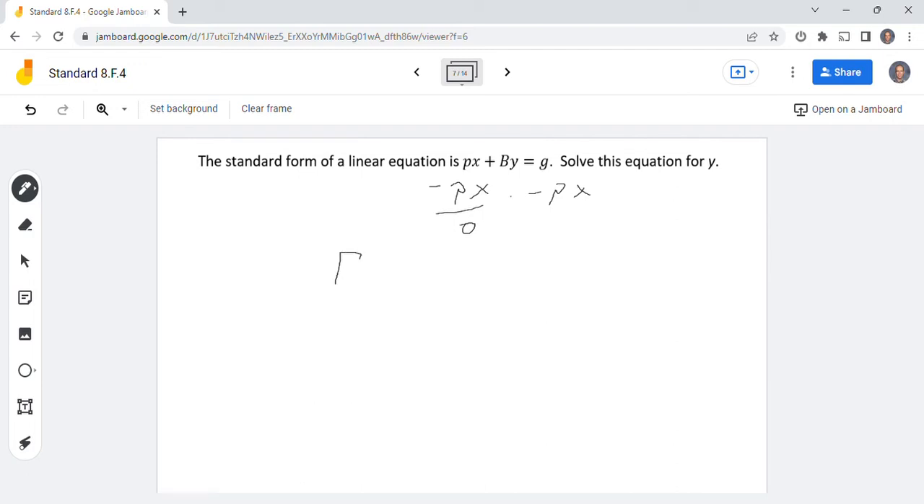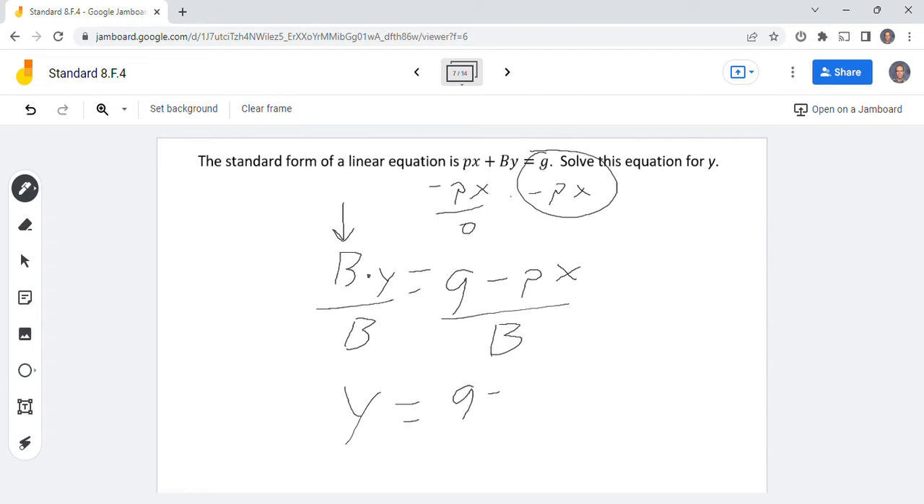That leaves us with by on the left-hand side. And these are not like terms on the right-hand side, so we just leave them separate. We're going to have g minus px. It is okay that we can't combine those. All we have to do now is get rid of this b, and since it's being multiplied to the y, we can undo that with division. So we're going to divide by b. On the right-hand side, we need to make sure we divide everything by b. So we get g minus px over b, and we're finished. We can't simplify this any further. Nothing is like terms to combine, and we don't know what that division ends up being.